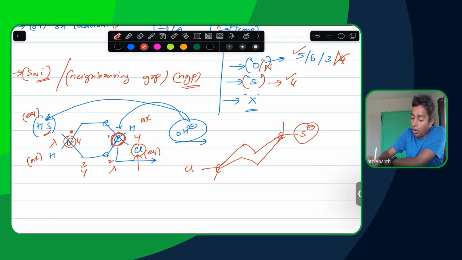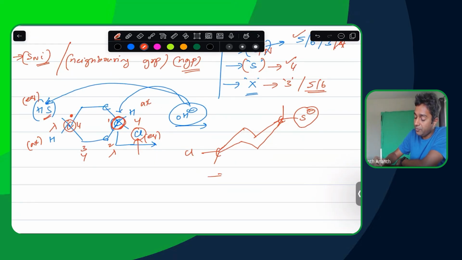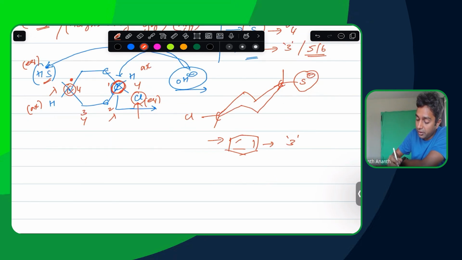Halogen also can do neighboring group participation. Halogen will prefer three-membered rings. It can do five or six also, but it will prefer three-membered more. And if I have, say, a benzene ring, this can also perform neighboring group participation. It will prefer three-membered rings. And if I have an acetate ion type of system, this will also prefer to form three-membered rings.